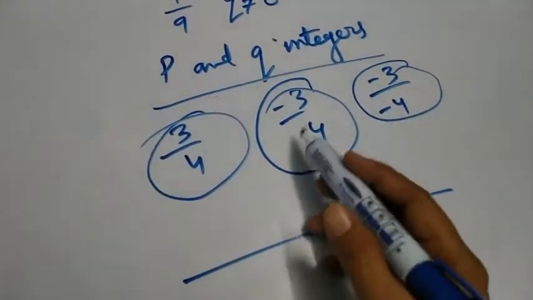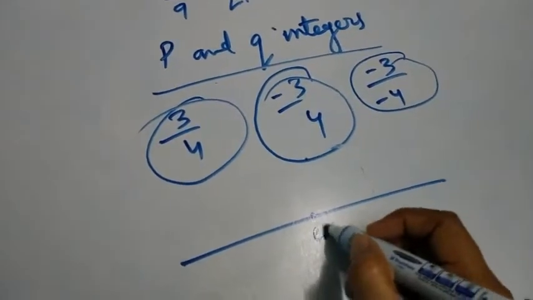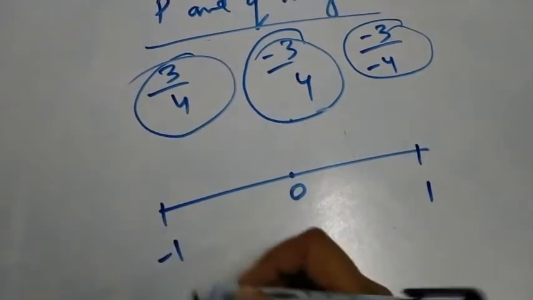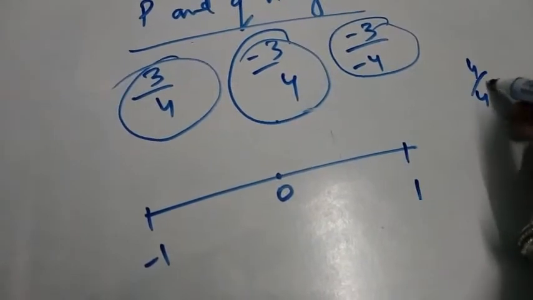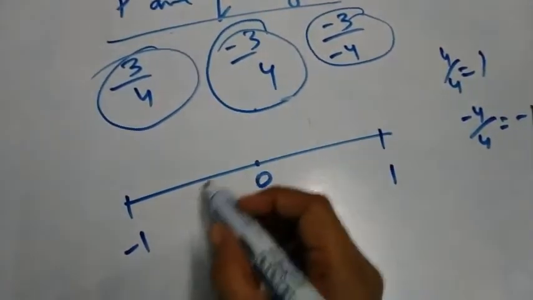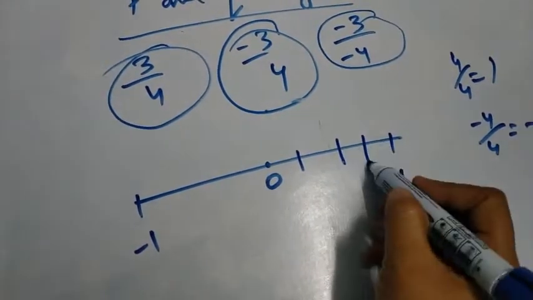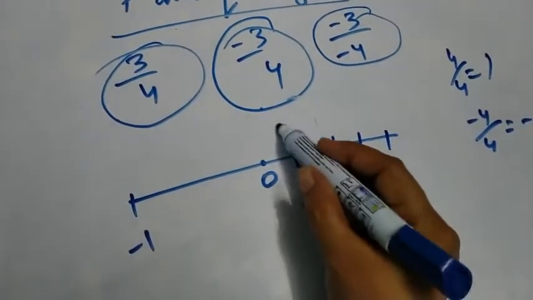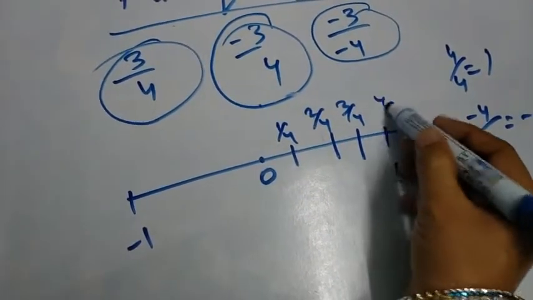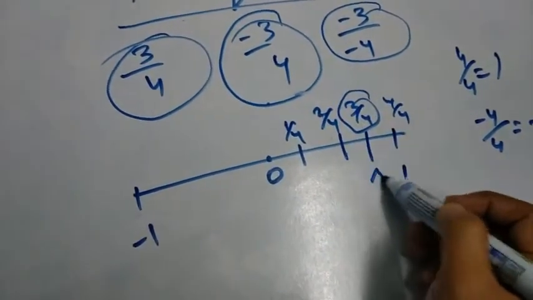Next, representation of rational numbers on the number line. If I want to represent 3/4 or -3/4 on the number line, just mark 0 at the center, then mark 1 here and also -1. 4 upon 4 will be 1 and -4 upon 4 will be -1. But it is 3 upon 4, so first we will divide this part into 4 parts: 1, 2, 3 and 4. This is 1/4, this is 2/4, 3/4 and 4/4, that means 1. We need 3/4, so this one is our required point.